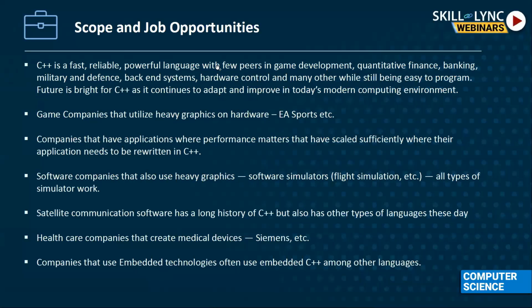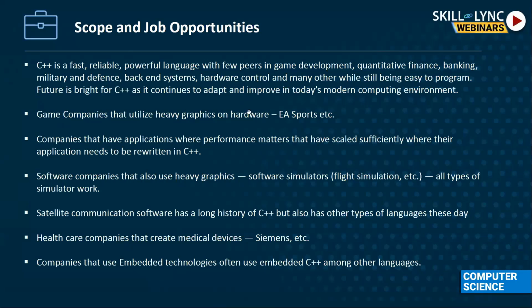One more advantage is that it has very good hardware control. We use embedded C++, which talks to hardware, and many electronic giants are using embedded C++ for communicating from software to hardware. In a single line, what we can say is the future is bright for C++, and it continues to adapt and improve day to day, with modern features. As we said, they have released C++17 and C++20, so it is continuously developing and adding new features.